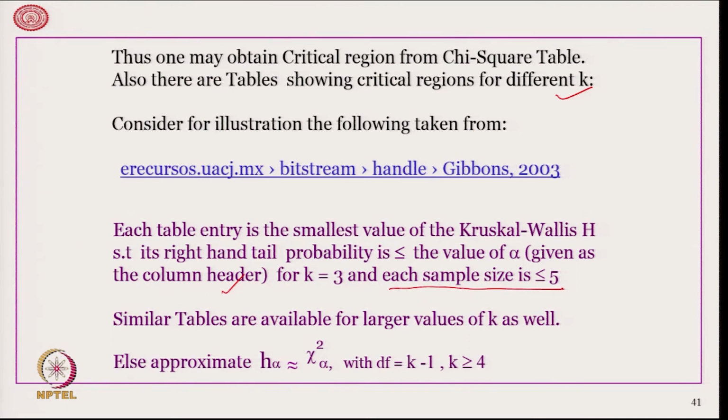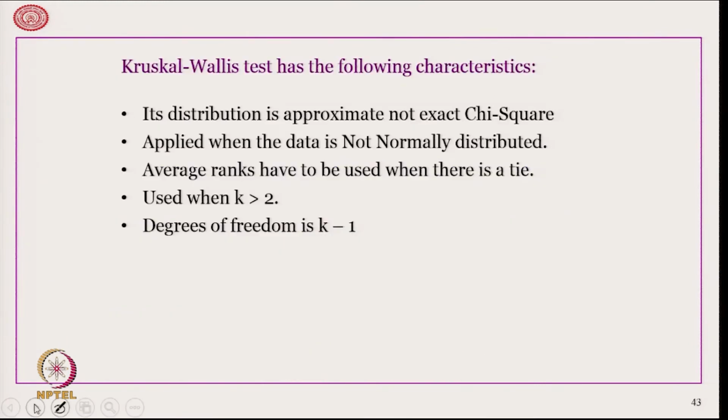Similar tables are available for larger values of k also, but in practice one can approximate that with a chi-square distribution. Therefore, the critical values obtained from a chi-square table can be used here, where the degrees of freedom is going to be k minus 1 when k is greater than or equal to 4.